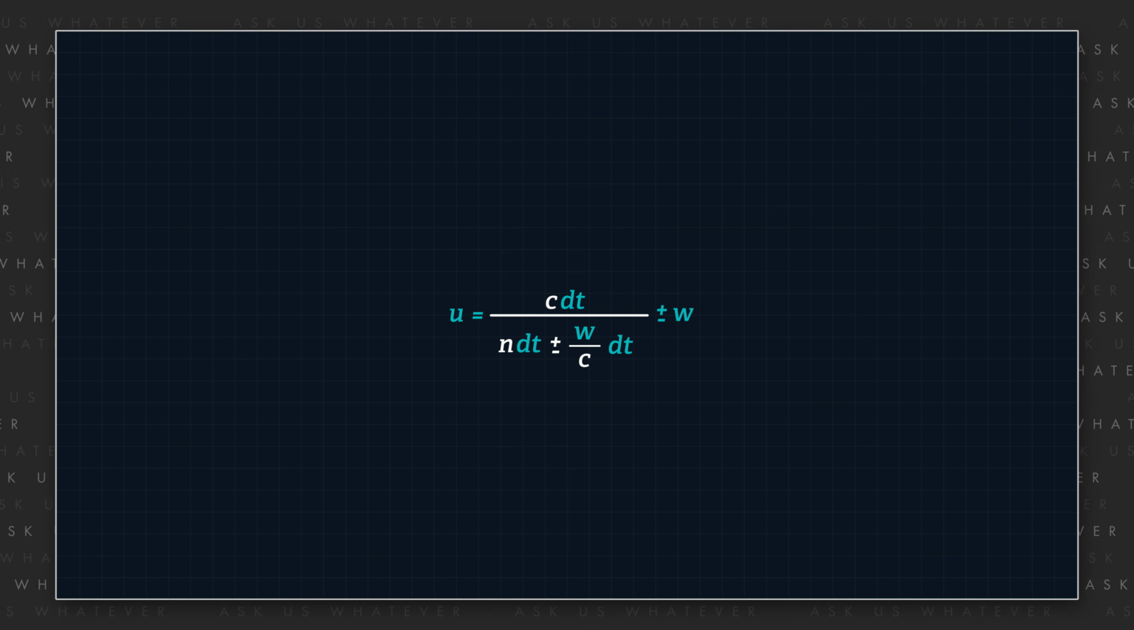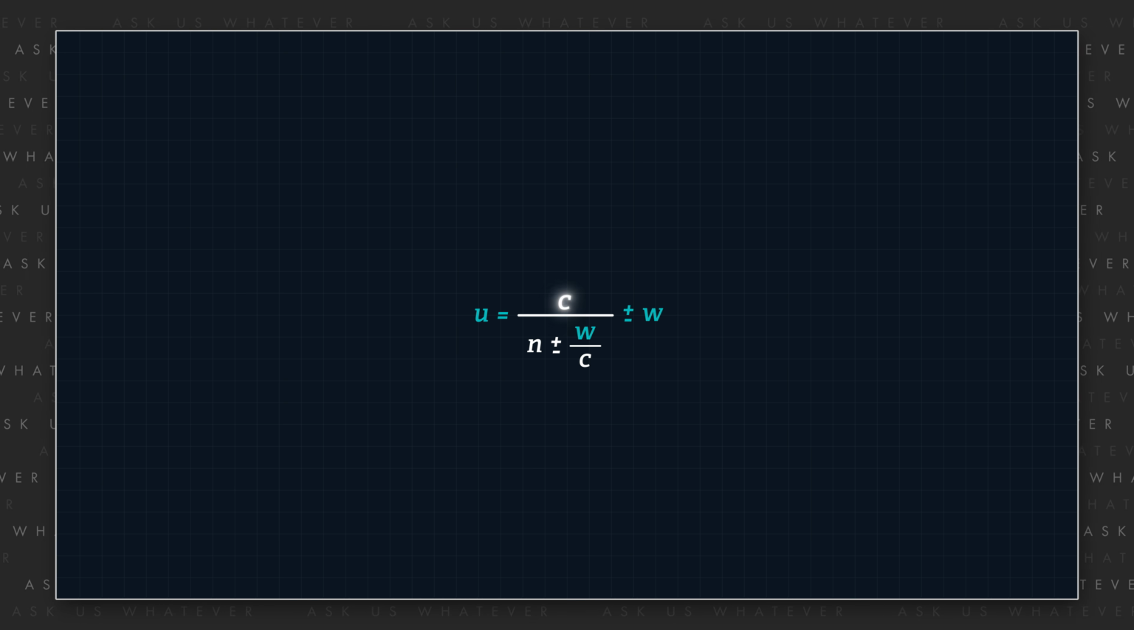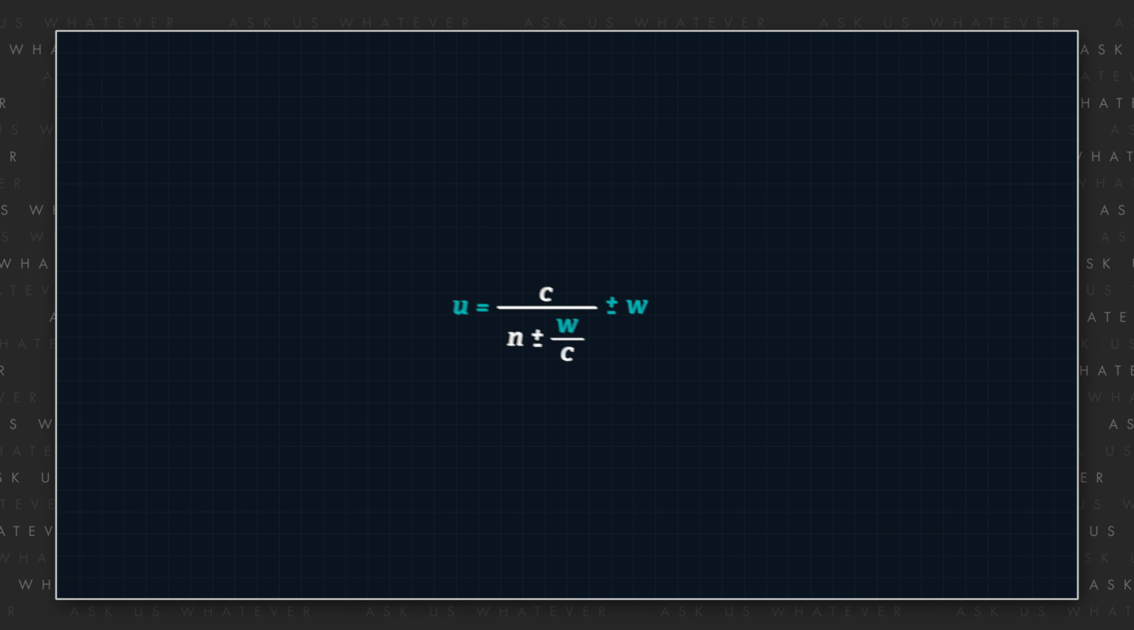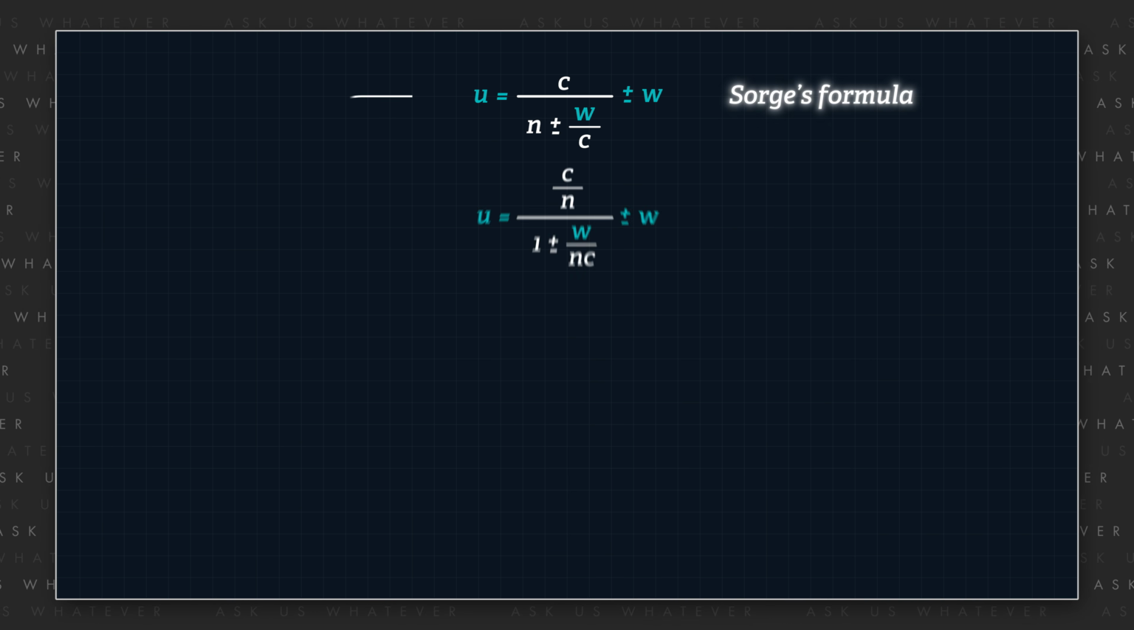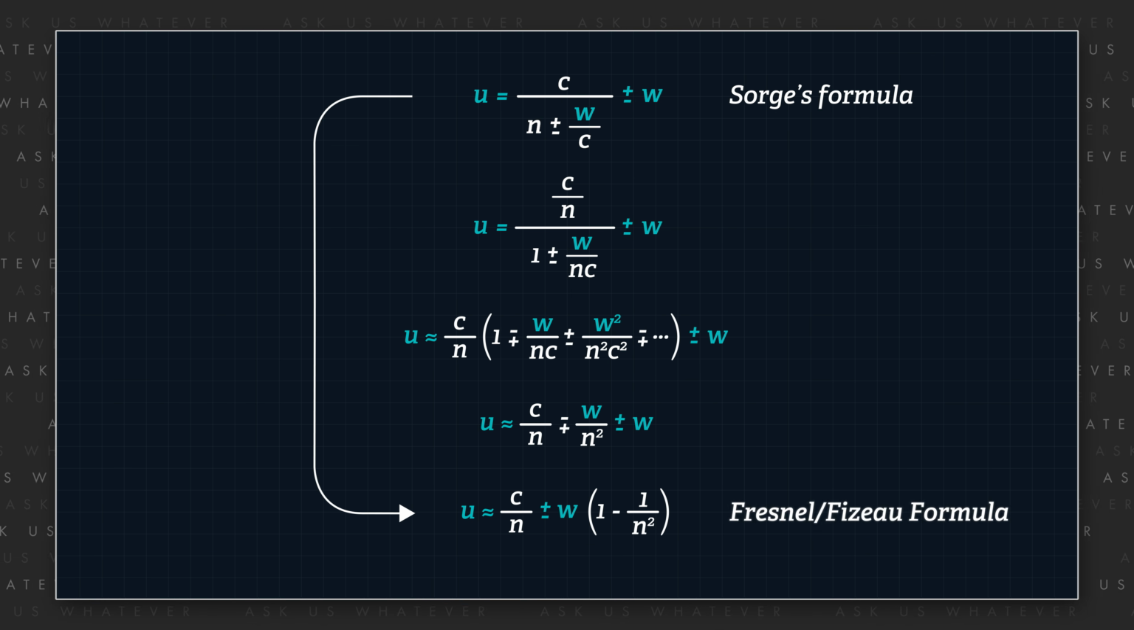Now, since the first term of these formulas for speed u contain dt in both the numerator and denominator, we can cancel the dt's and write the general formula as c divided by n plus or minus w over c, plus or minus w. Okay, before we begin to discuss the implications of this formula, let's do a couple of reality checks. Let's first expand the formula using a Taylor series expansion. We can see that the formula I've proposed expands to the Fresnel-Fizeau formula for light speed through refractive media. This is not proof that my formula is correct, but von Laue offered no more proof than this to declare that special relativity explained the Fizeau result.